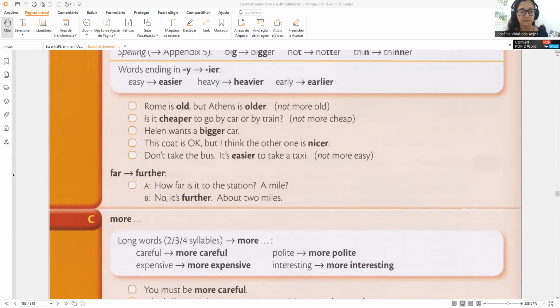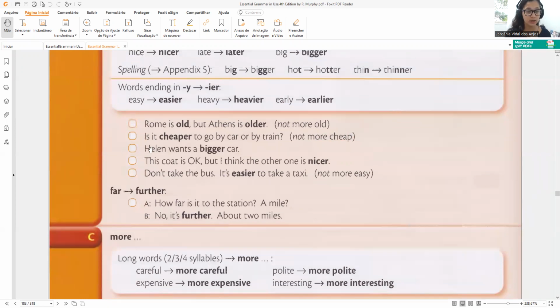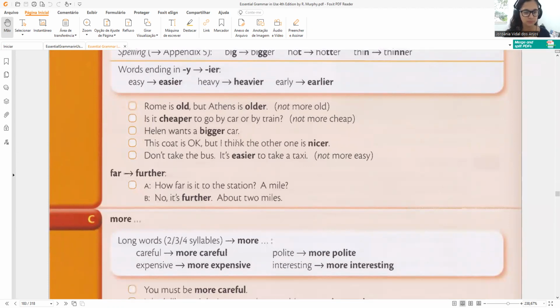Okay, this one. Is it cheaper to go by car or by train? Então, é mais barato ir de carro ou de trem? Don't say more cheap, okay? No, cheaper. Is it cheaper to go by car or by train? Repeat, okay? Pause and repeat. Helen wants a bigger car.